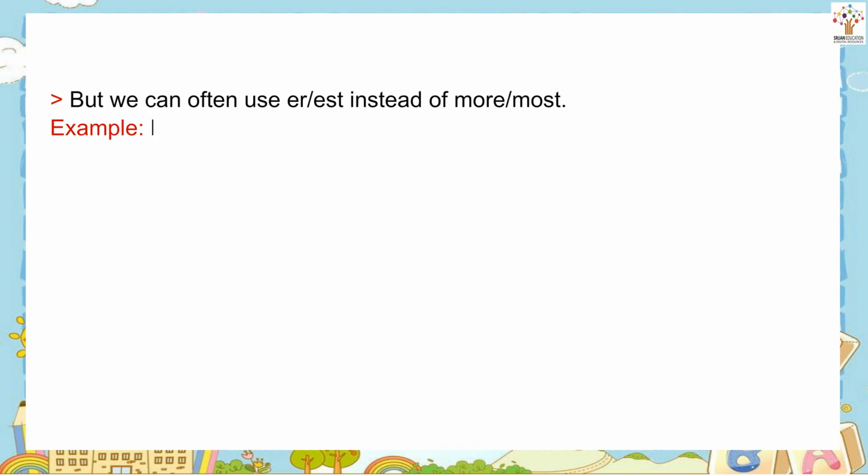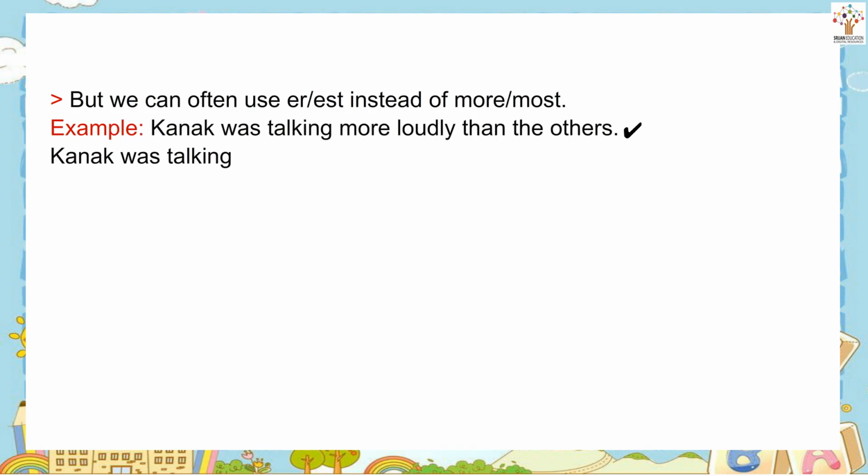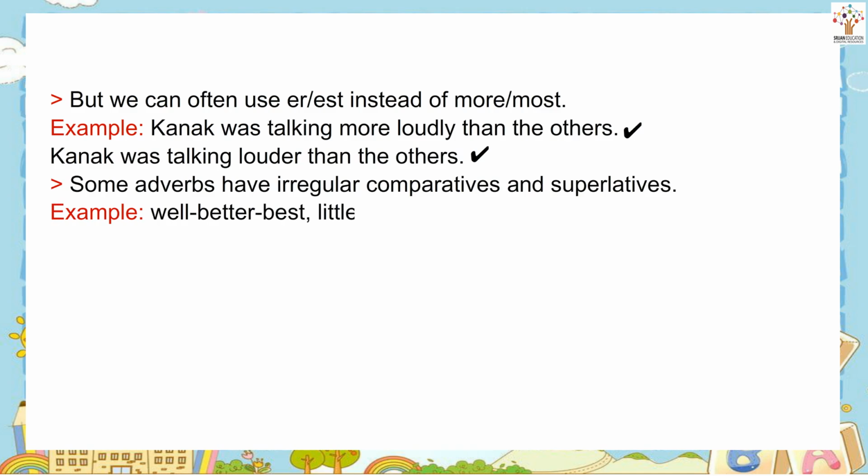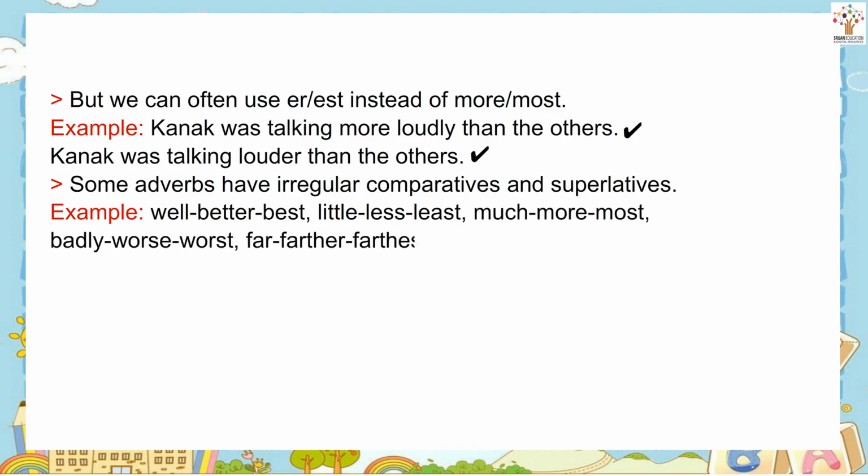But we can often use er, est instead of more, most. Example: Kanak was talking more loudly than the others. Kanak was talking louder than the others. Some adverbs have irregular comparatives and superlatives. Example: well, better, best. Little, less, least. Much, more, most. Badly, worse, worst. Far, farther, farthest.